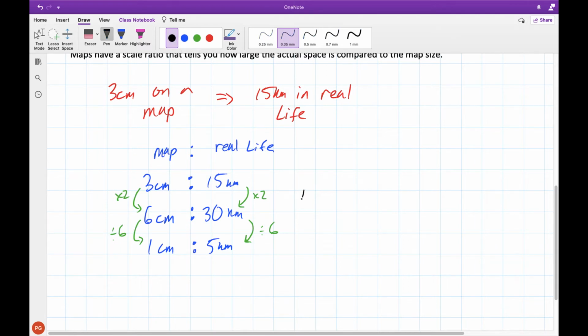Remember, these are all equivalent ratios. They all mean the same thing. However, just like with a fraction, if we can get these two numbers to be as small as possible, that means we are in lowest terms for our ratio. So in this case, I was able to make this side a 1 and this side a 5. That would be the lowest terms. I can't divide this by anything else.